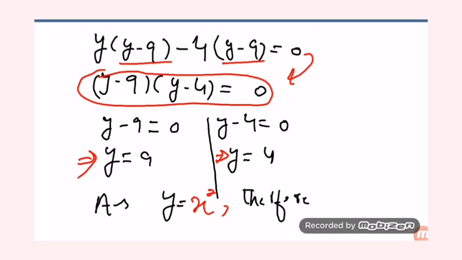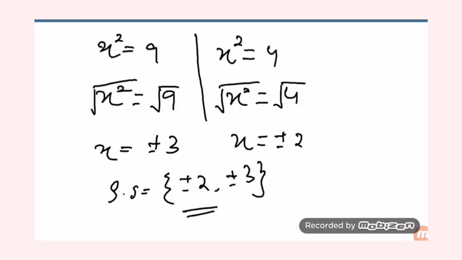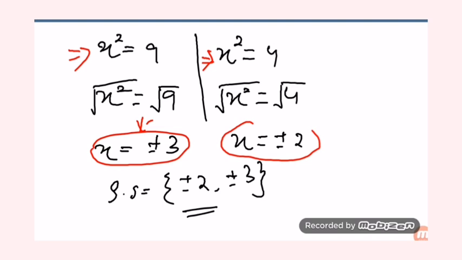As we know that y = x^2, therefore x^2 = 9 and x^2 = 4. Now by taking the square root, we get x = ±3 and x = ±2. Therefore the solution set is ±2 and ±3.